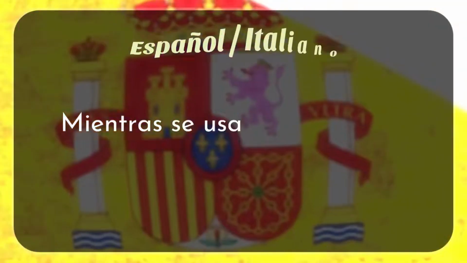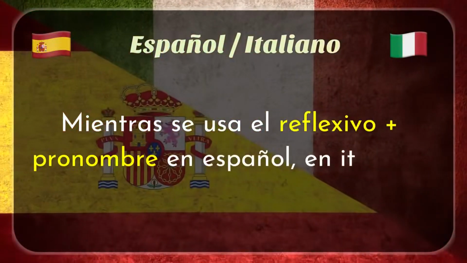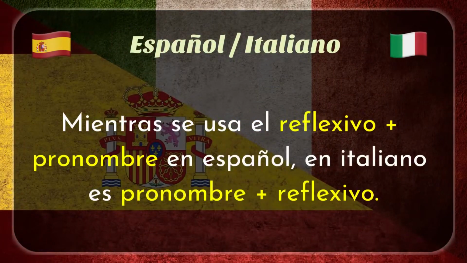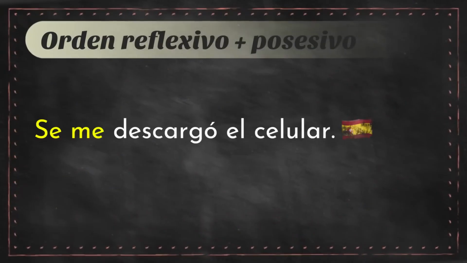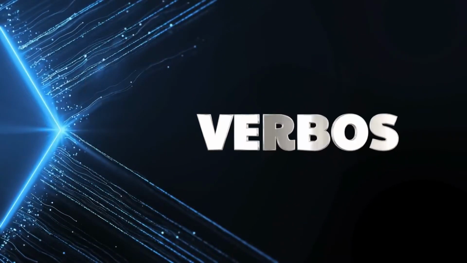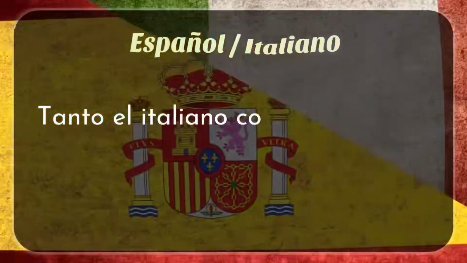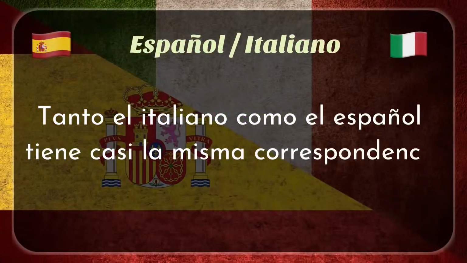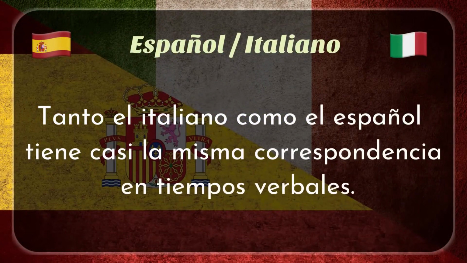While in Spanish, the reflexive comes before the pronoun, in Italian, it's pronoun before reflexive. My phone ran out of battery. Now we will talk about verbs. Both in Italian and Spanish, they have almost the same correspondence in verb tenses. However, their uses can vary considerably.